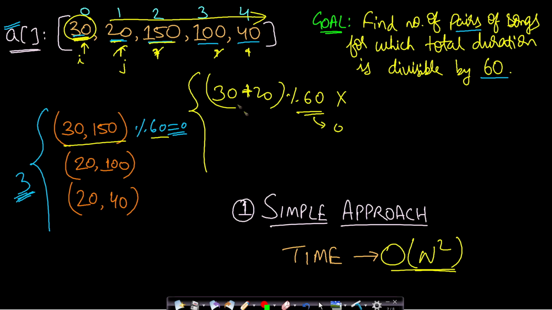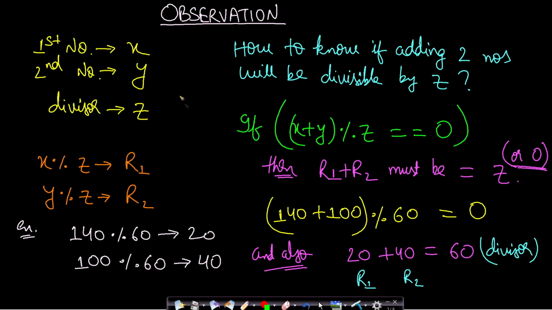But can we improve the time complexity below this order of n square? So let us look at some observations to do this. Let us assume that we are given two numbers. Let's say this is x and y and there is a divisor which is z. Now in our case this divisor is actually 60, right? But let's say it is z.